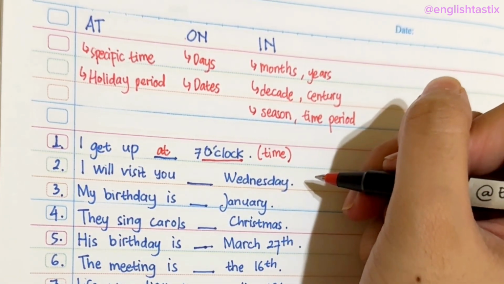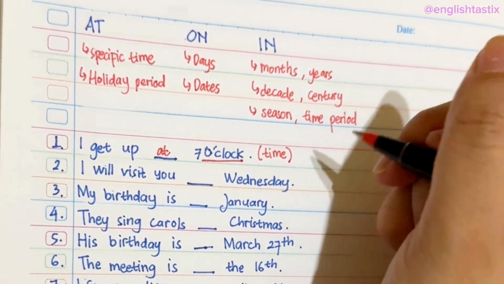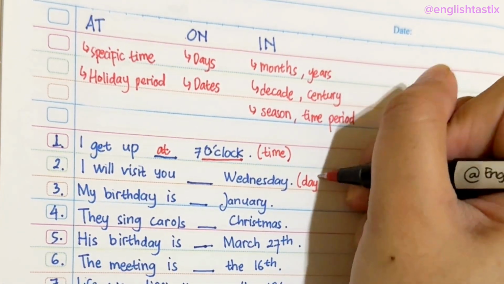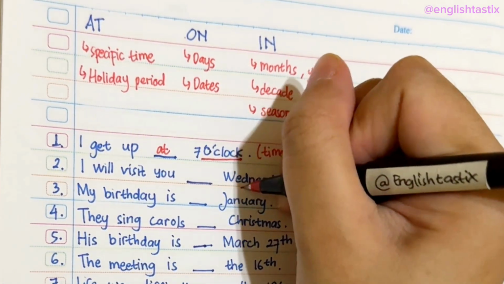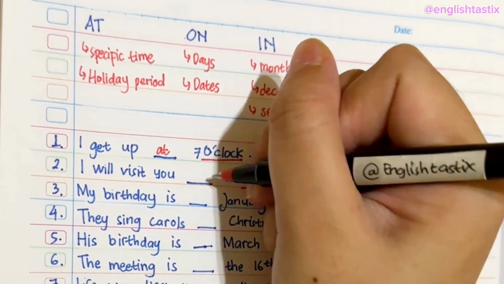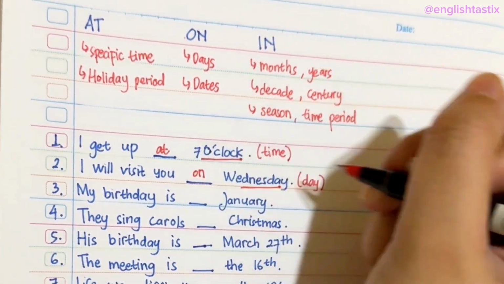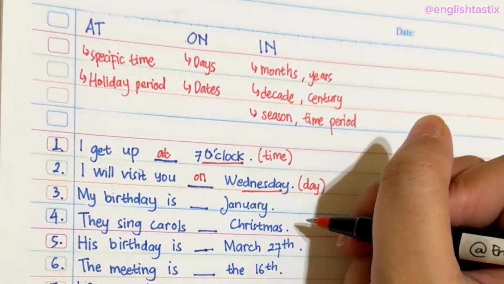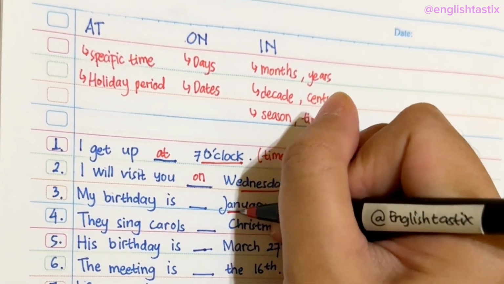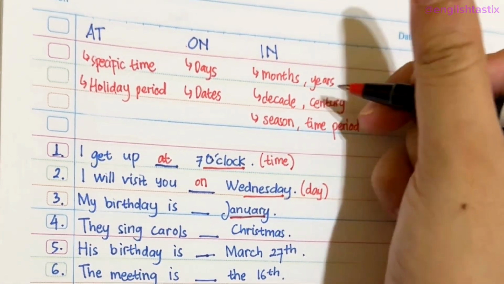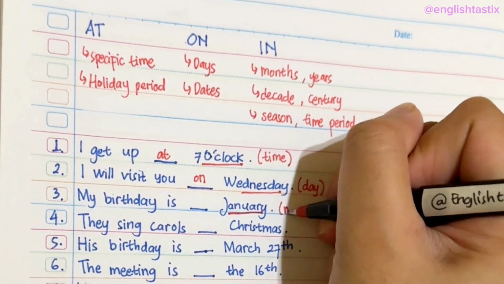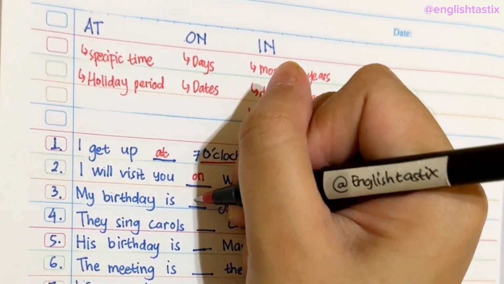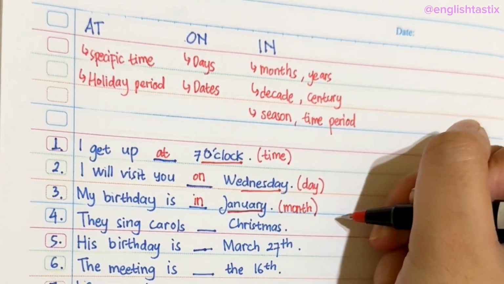Next, I will visit you blank Wednesday. It is a day, Wednesday. So we use on. I will visit you on Wednesday. Next, my birthday is blank January. January, the keyword here is January. It is a month. So we use in. My birthday is in January.